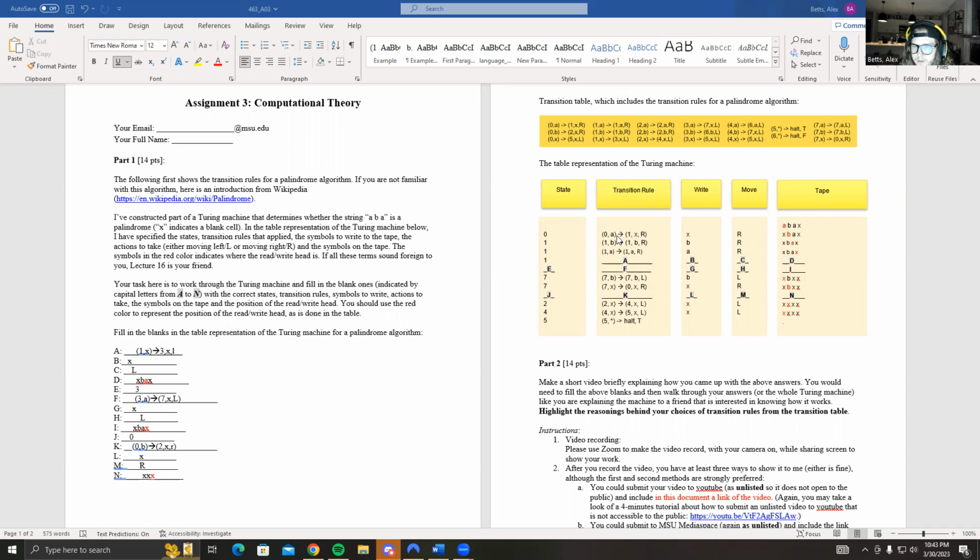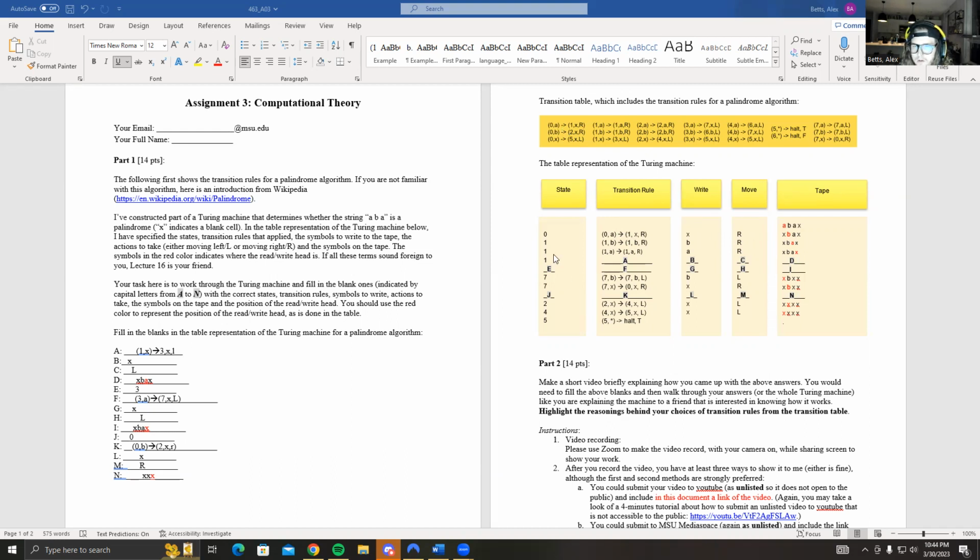So what you're going to do is find 0 and A on our transition table, which is going to give us 1 XR. So with that, we are going to write X and move right. So if we move right, we go over to B as the highlighted symbol on our tape.